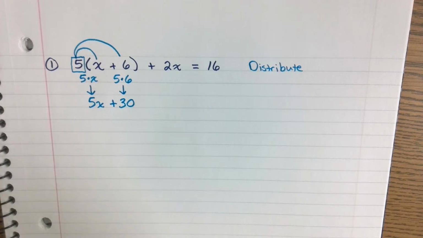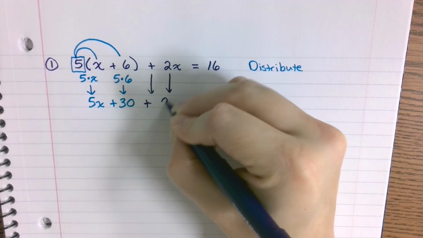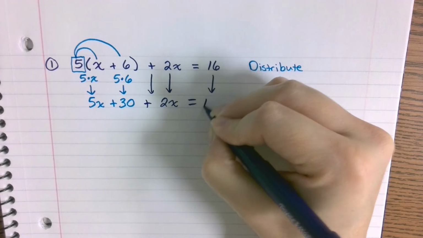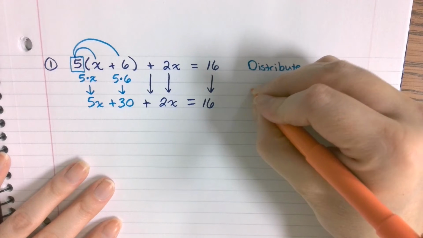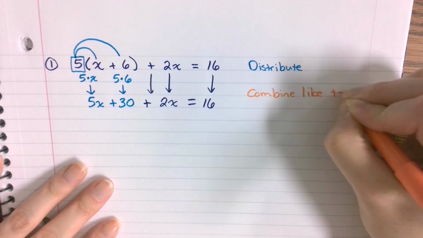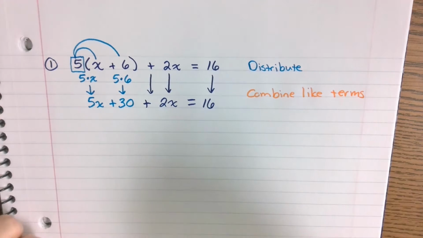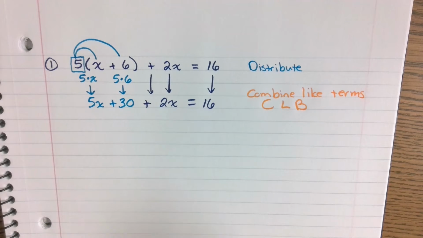I still have to bring the rest of the problem down, though. That plus 2x still has to come down, and then that equals 16 needs to come down. What's the next step to check for? If we have like terms. So we need to make sure that we combine like terms. And from now on, I'm not going to write it out as combine like terms. I'm going to just go ahead and shorten it to CLT. CLT, combine like terms. So if you see me write CLT, you know I'm talking about combine like terms.